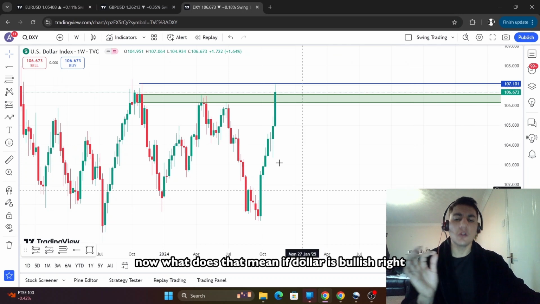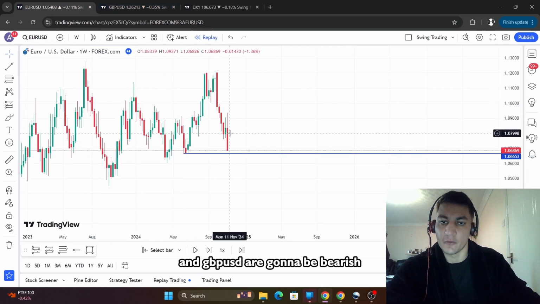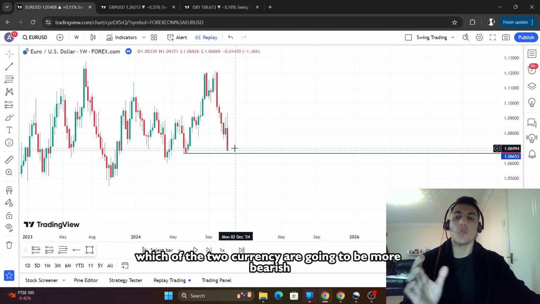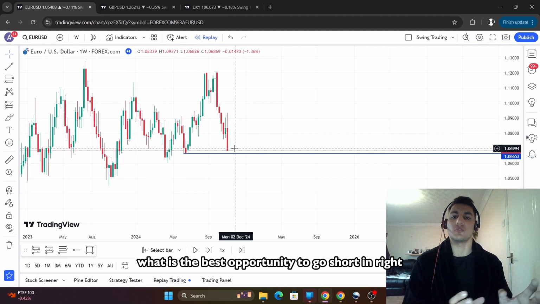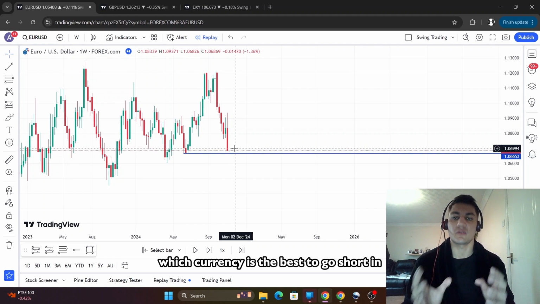Now, what does that mean? If dollar's bullish, that means that Euro USD and GBP USD are going to be bearish. And now that we know that, our only goal is to determine which of the two currencies is going to be more bearish. What is the best opportunity to go shorting? Because we don't want to short every single currency. We want to choose which currency is the best to go short in.